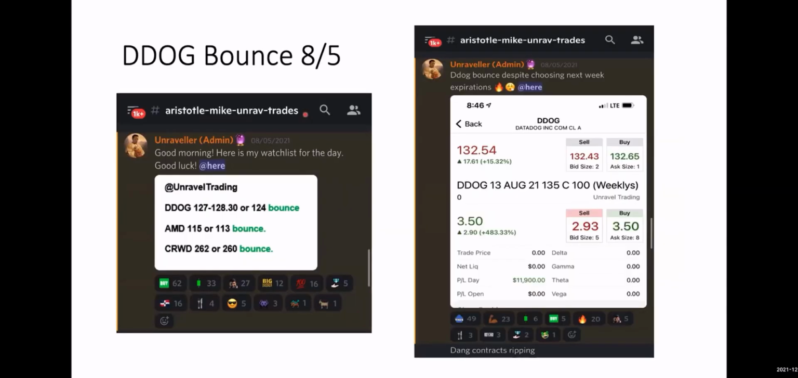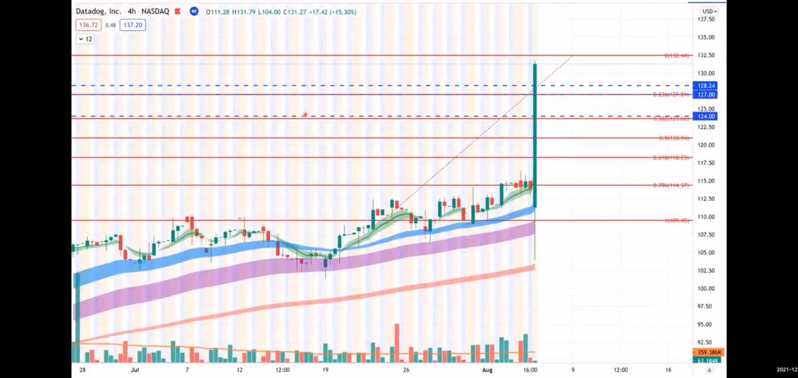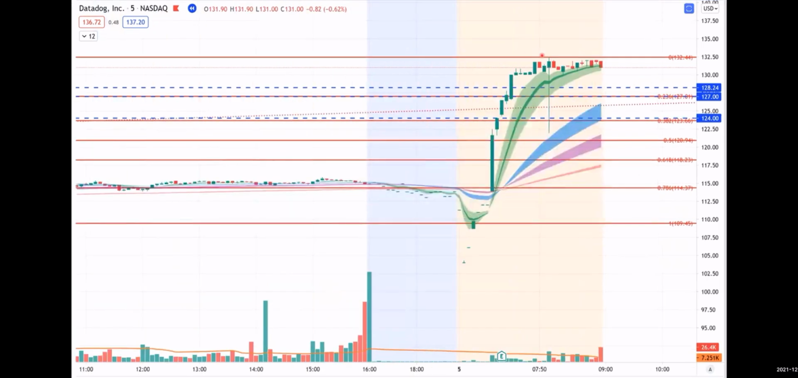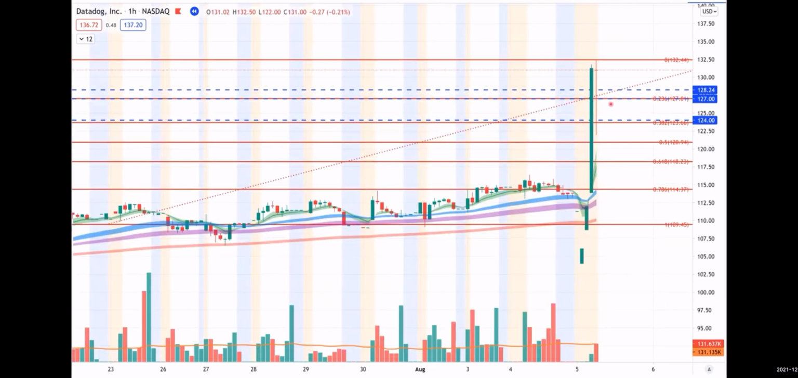Okay, this is Datadog, same thing, 127, 128.3. Despite the bounce, what is that? Next week, I chose next week contracts, right? Strong day one move, Datadog. Strong day one move after earnings, a huge move. This is a solid candidate, 4-hour chart. And this is again the 1-hour chart. What happened? What are the bounce spots for us?